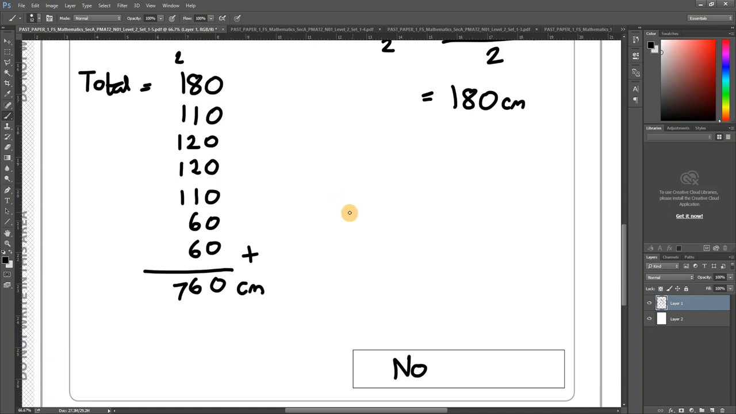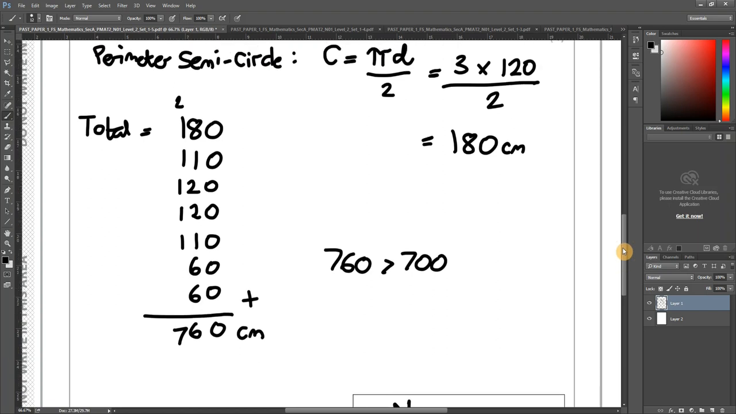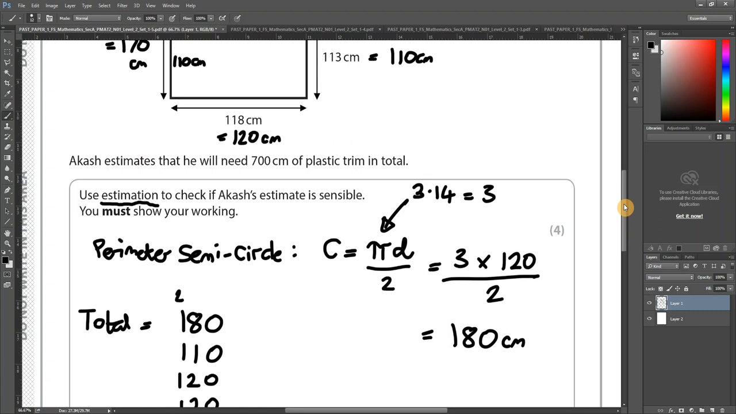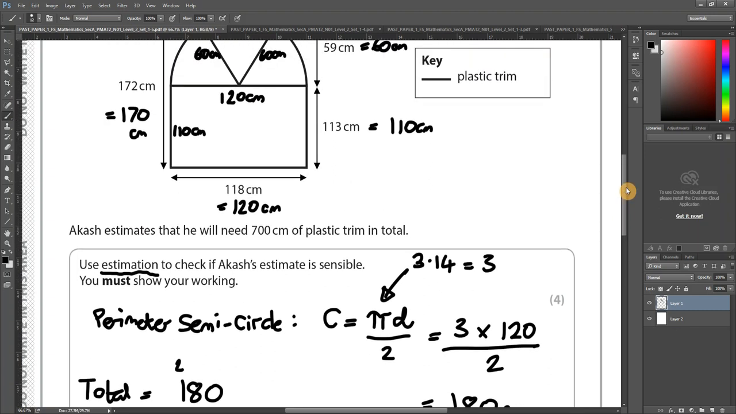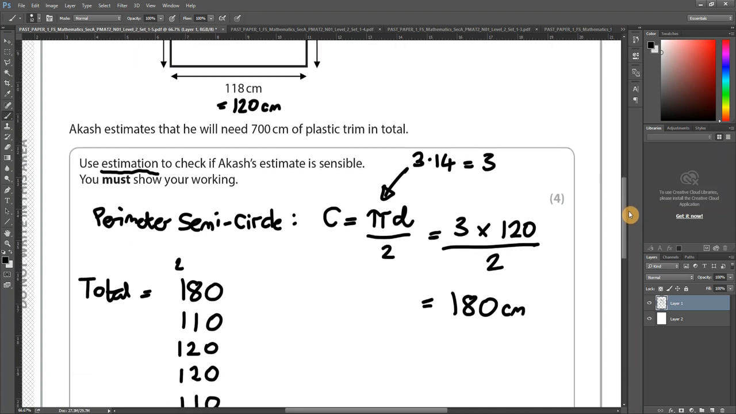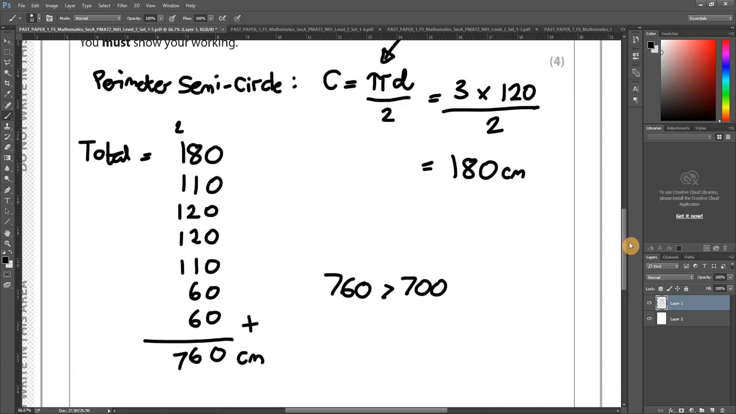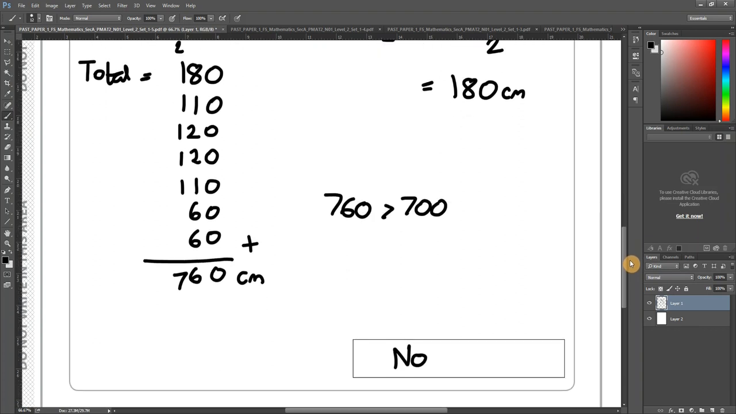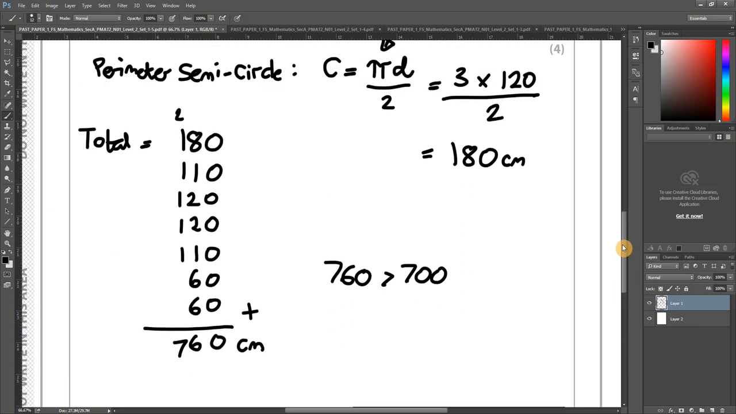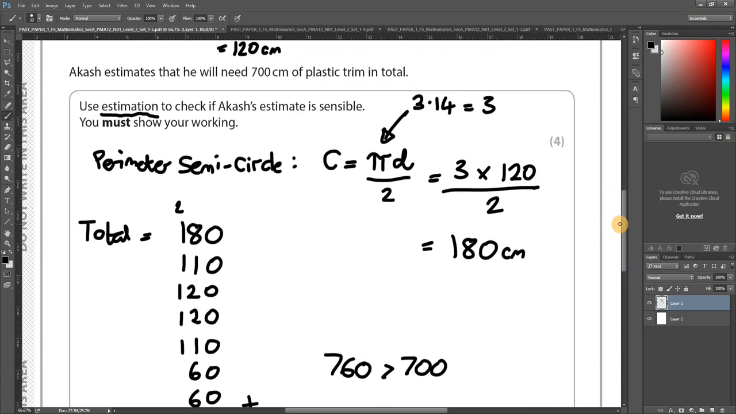I would probably say 760 is greater than 700, so no, it's not sensible. His estimation is a little bit too low. So he needs to be a bit more accurate, I'm afraid. He's not going to have enough trim, is he? So if he had, let's say, 780 or 800 centimeters, then that would be decent. Yeah, that's more than enough. That would be more sensible. So 700 is not sensible, I'm afraid, so no. Yeah, that's question 3 done.